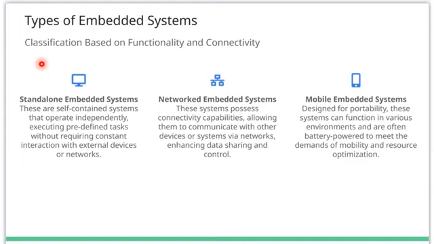So based on connectivity or functionality, we can classify the embedded system into three categories: standalone embedded system, networked embedded system, and mobile embedded system.